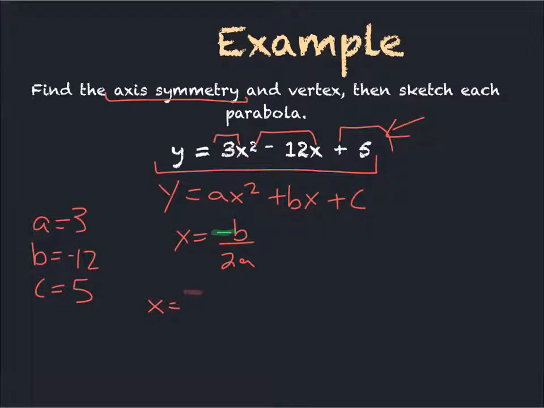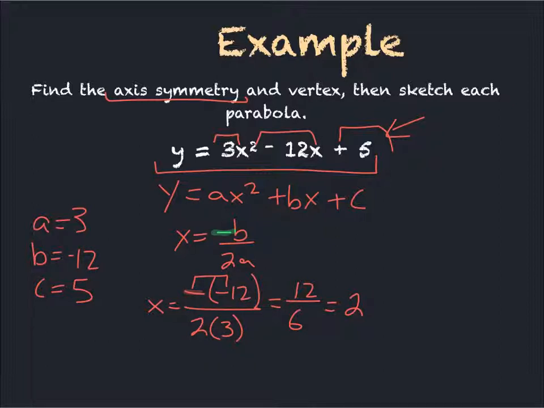So it's going to be negative, and then our b, which is negative 12, all divided by 2 times the a value, which is 3. Well, these two negatives are going to cancel out and form a positive 12. And then 2 times 3 is going to be 6. So what is your axis of symmetry? Your axis of symmetry is going to be 2. And that right there gives us the x value of our vertex.